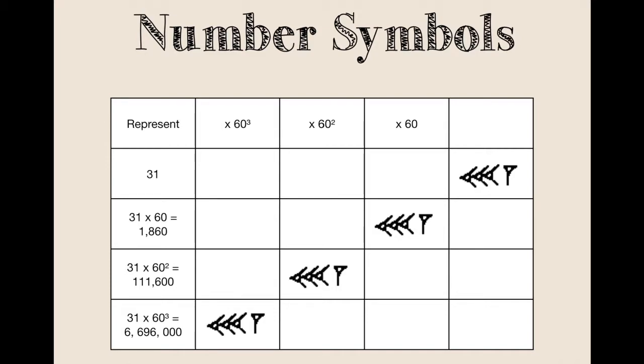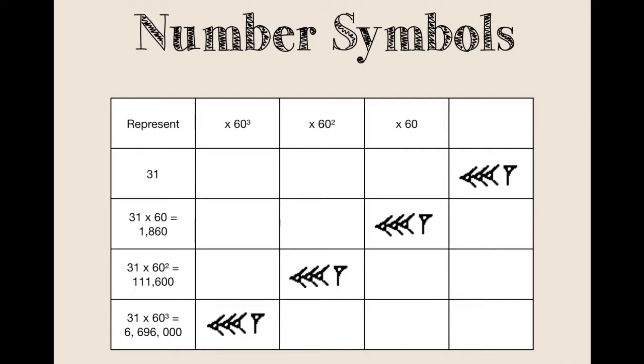Now the next column is 31 times 60 to the power of 2, which is 111,600. Then at the last column, times 60 to the power of 3, 31 will be multiplied by 60 to the power of 3, which then would be 6,696,000.